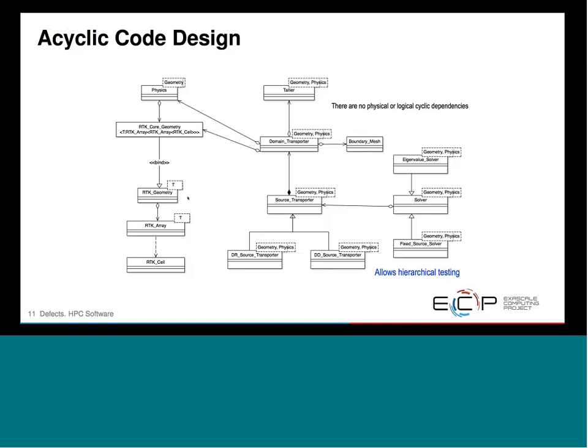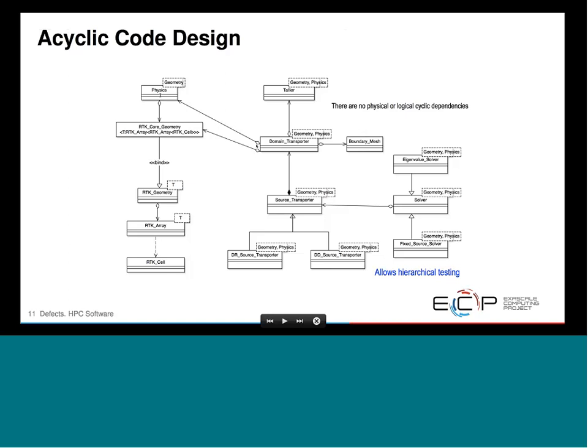I don't expect you to follow the details of what I'm showing here except for one simple thing, and that is what I mean by acyclic code design is simply that there are no physical or logical dependencies between various components in a code. All associations go one way, and that's all this diagram is meant to show. For example, here, there's no two-way association between this domain transporter and physics. Domain transporter in this case only depends on physics.